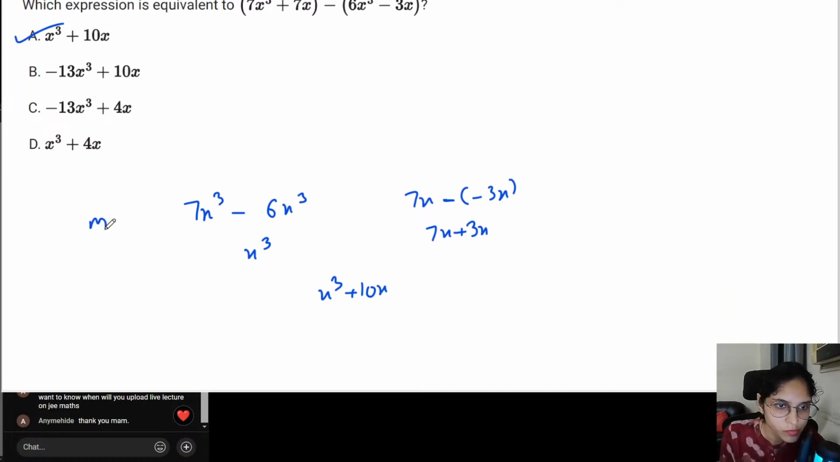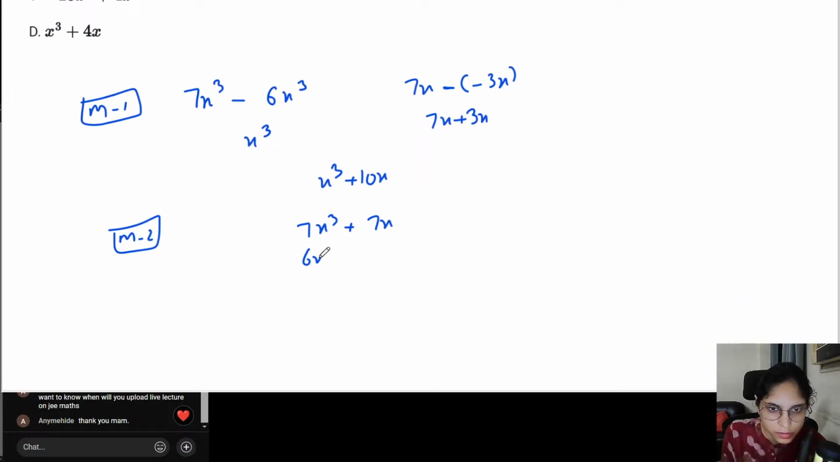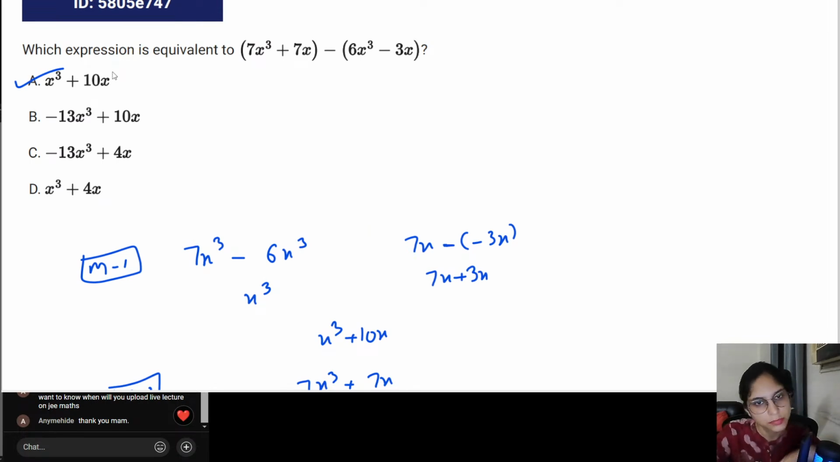Or you can also do it vertically. 6x cube minus 3x. Change the sign because you're subtracting, and look at the lower sign. 7 minus 6 is 1. Plus 7 plus 3 is plus 10x. That's your answer. For this one, I won't recommend Desmos because it's a fairly simple question. You can do it by hand, but yes, if you want, you can use Desmos as well. You just have to write the question and then write the options and see where your graphs are matching with each other.